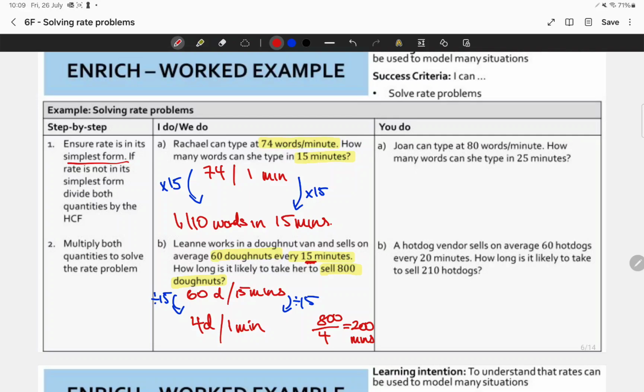Okay, so the step-by-step that I did there was I made this 60 donuts every 15 minutes into how many donuts per 1 minute. So it's all how many of the first unit compared to one of the second unit. And then after that, I divided what you want to achieve by the actual rate per one of the other units. So I simplified this and then I divided the 800 by 4. So I'll give you 5 minutes just to do both of the questions on this side. So we'll take a pause right here.